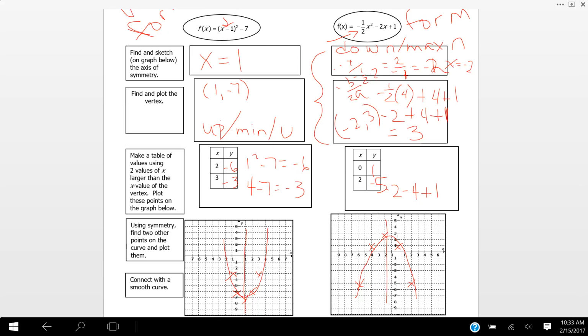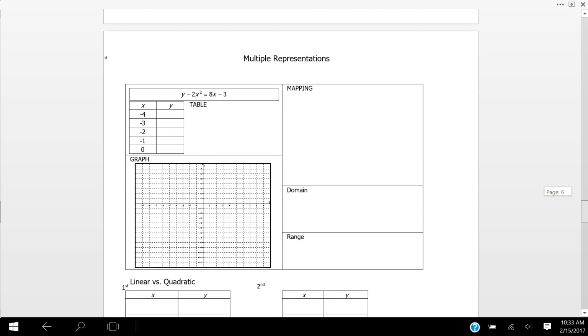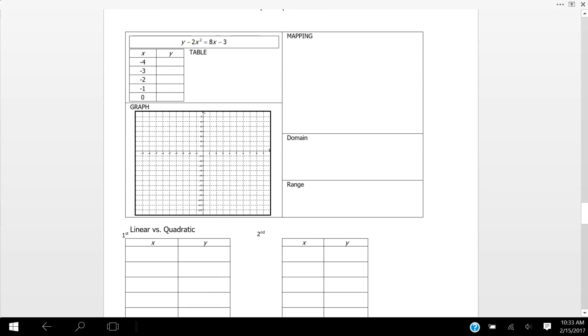Okay. Onward. Multiple representations, just like with lines. We did this before.